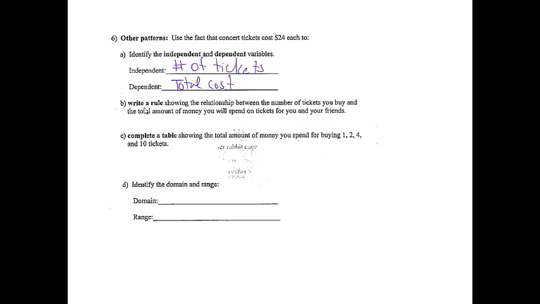All right, my next one is to write a rule showing the relationship between the number of tickets you buy and the total amount of money you will spend on the tickets. And I'm just going to put right here, let's put an X and a Y. All right, my total cost, it's going to be $24 each, so I'm just going to put 24x. And one other thing that I'm going to do on this one, if I wanted to turn it into a function, we would just put f of x equals 24x.